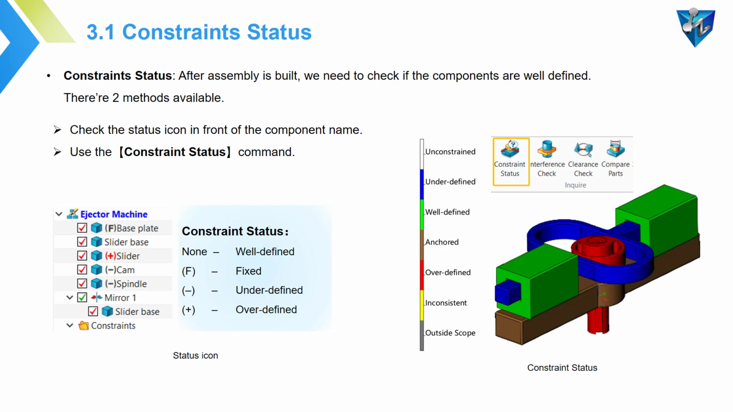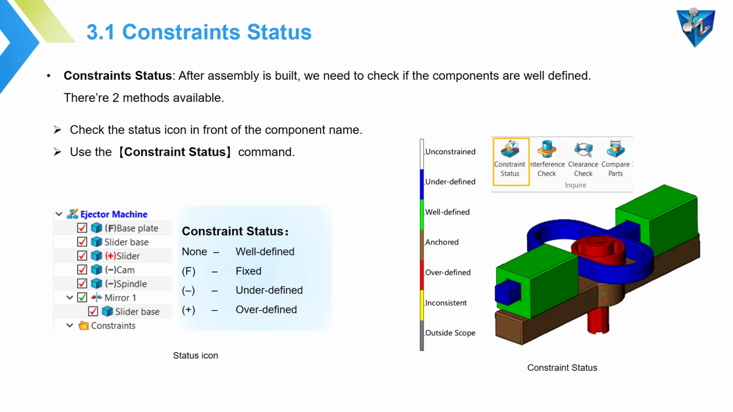There are two methods available. The first method is that we can check the status icon in front of the component name. For example, F means fixed, the minus icon means underdefined, and the plus icon means overdefined. Then you need to check if some constraints conflict with each other. And if there is no extra icon, that means it's well defined.